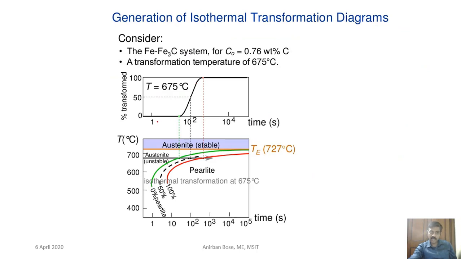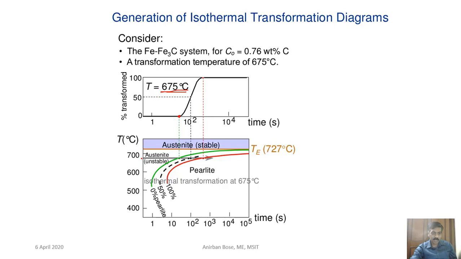Now suppose a similar kind of transformation, like austenite to pearlite, and suppose we are considering T equal to 675 degrees centigrade. So this is an isothermal transformation curve. Here is the fraction that has been transformed, and the time is plotted in log scale. So how much time it will take, we can see. Where the transformation is actually starting, maybe the transformation is starting here at this point, and this is corresponding to the curve for 675 degrees centigrade.